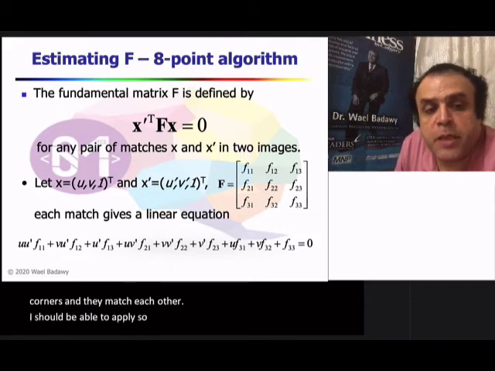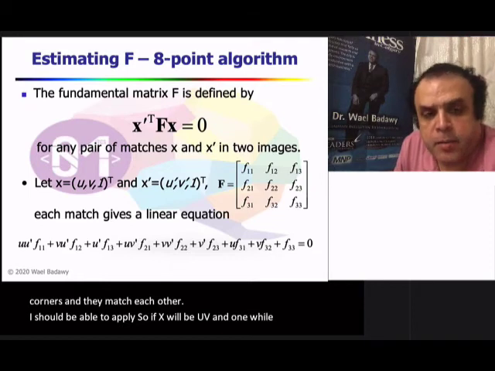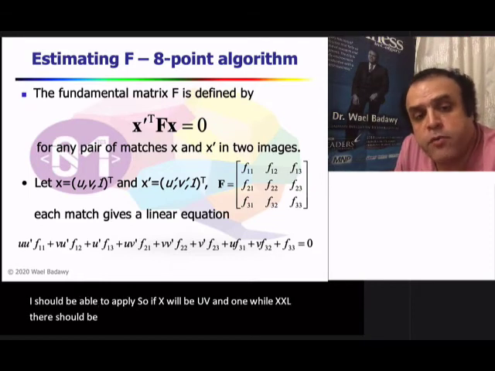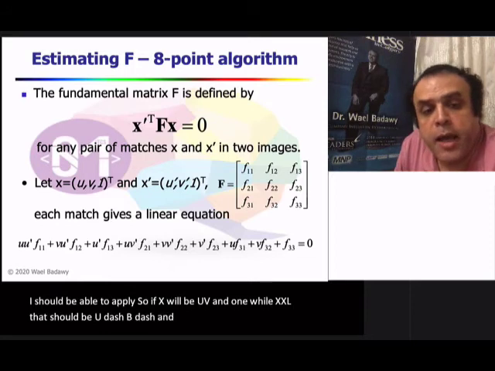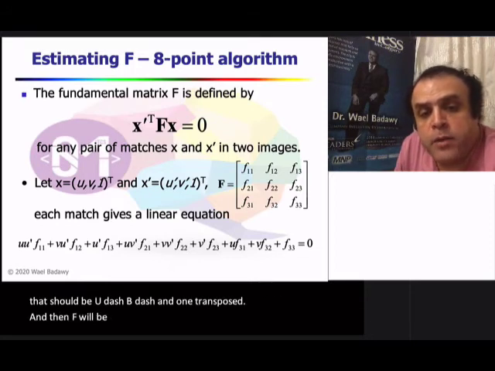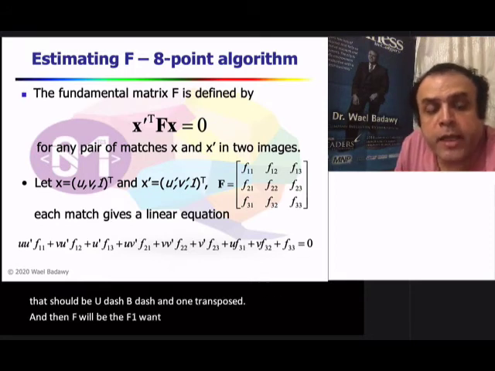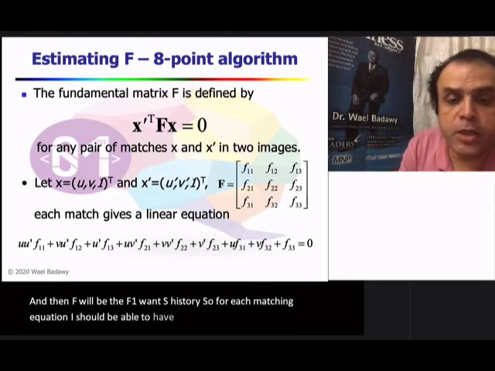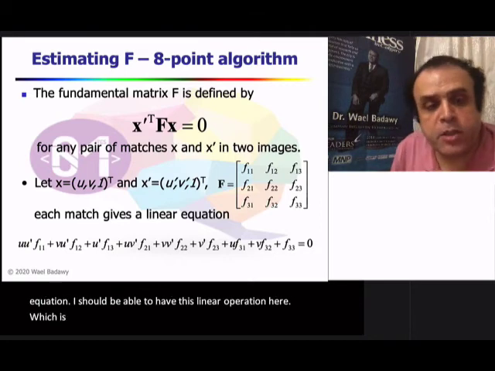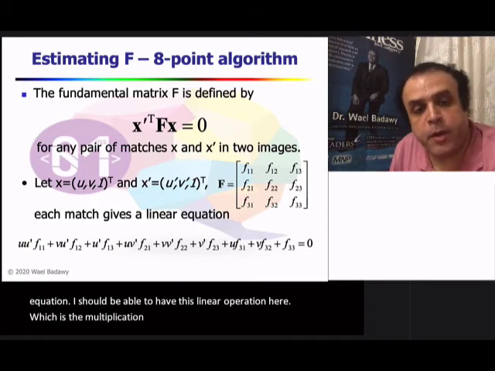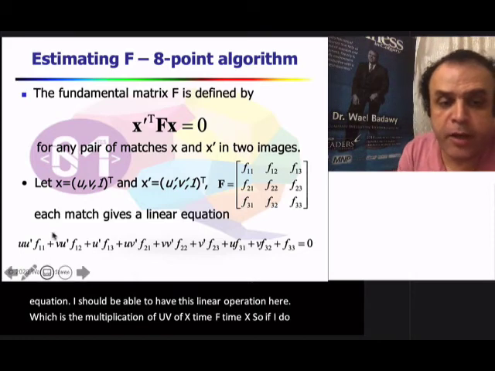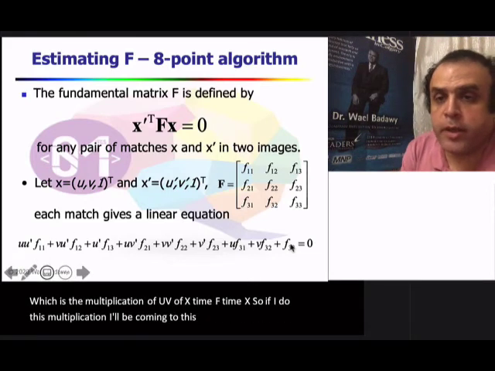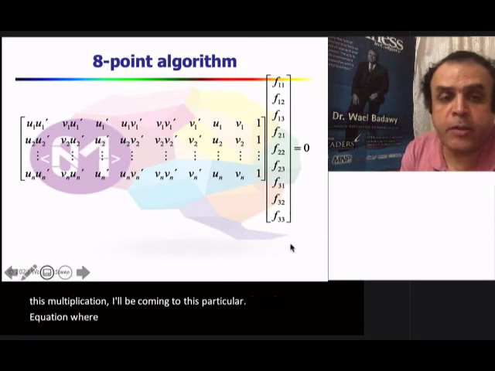So if x will be (u, v, 1), while x dash will be (u dash, v dash, 1) transpose, then F will be F11 till F33. So for each matching equation, I should be able to have this linear operation, which is the multiplication of x dash transpose, F, and x. If I do this multiplication, I will come to this particular equation, where the 8-point algorithm will look like that.